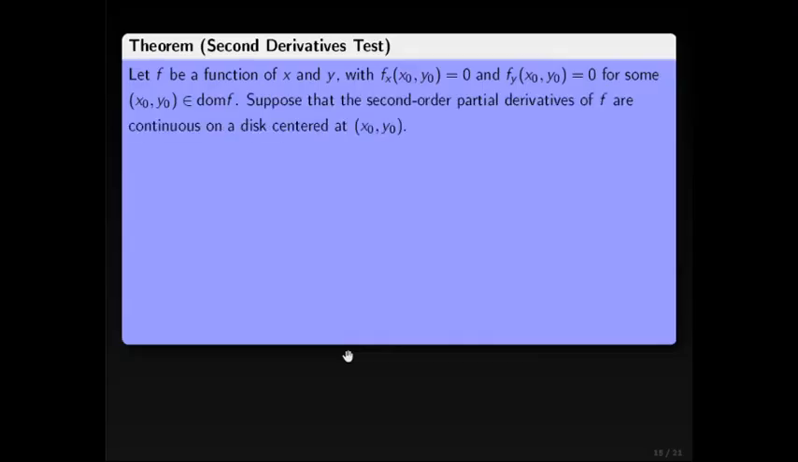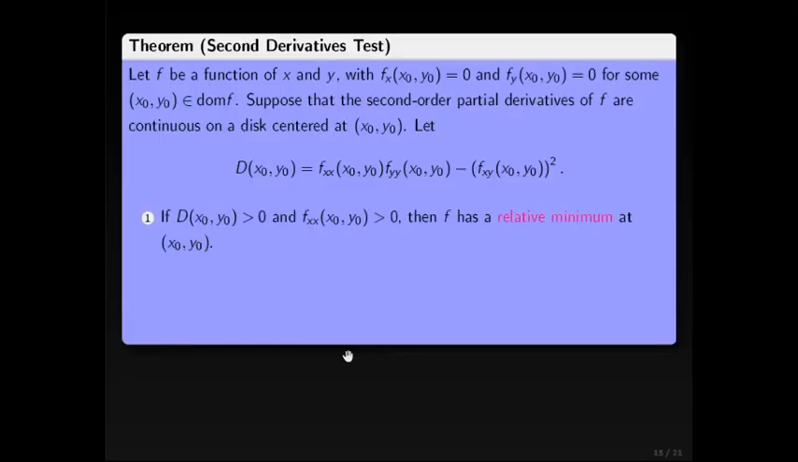Now suppose the second order partial derivatives of f are all continuous on some disk centered at the point x naught, y naught. Then we define the discriminant, or the Hessian, of f as follows. At the point x naught, y naught, it's equal to fxx times fyy minus fxy squared, evaluated at the point x naught, y naught.